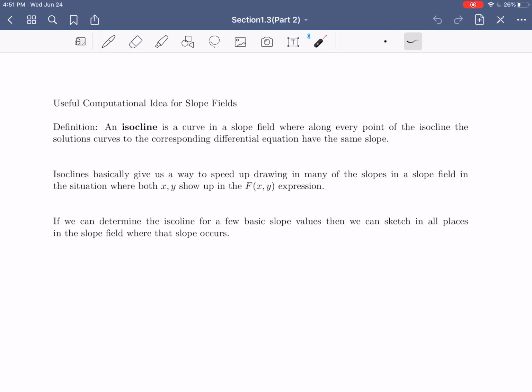So what this tells us, before we get to our first example, is that if we can determine the isoclines for a few basic slope values, say slopes of 1, 2, -1, -2, just slopes that are easy to draw, then we can sketch in those slopes all over the slope field very quickly. So let's take a look at an example very similar to the last example we did in the previous video, but making use of this isocline feature.